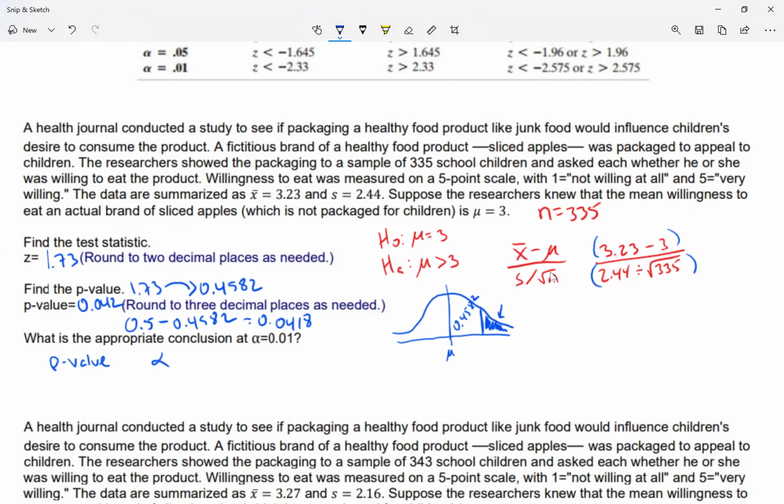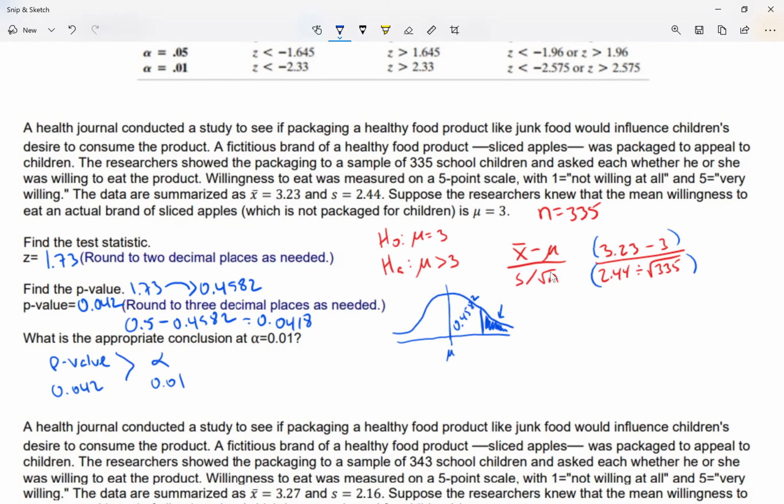Remember, my p-value is 0.042 and my alpha is 0.01. Which one's bigger? 0.042 or 0.01? Do you know? Yeah, the p-value, right? All I need to know is which one of these two is bigger.